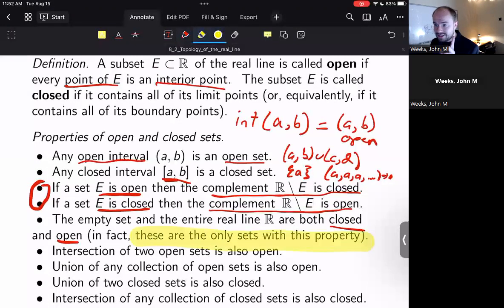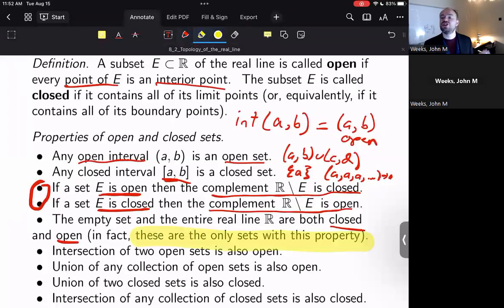The only sets that are both closed and open are going to be the real line and the empty set. Those are the only two. Now, the intersection of two open sets is open. So, for example, if I took two open intervals and intersected them, I'd get either nothing or an open interval. Both of those are going to be open.